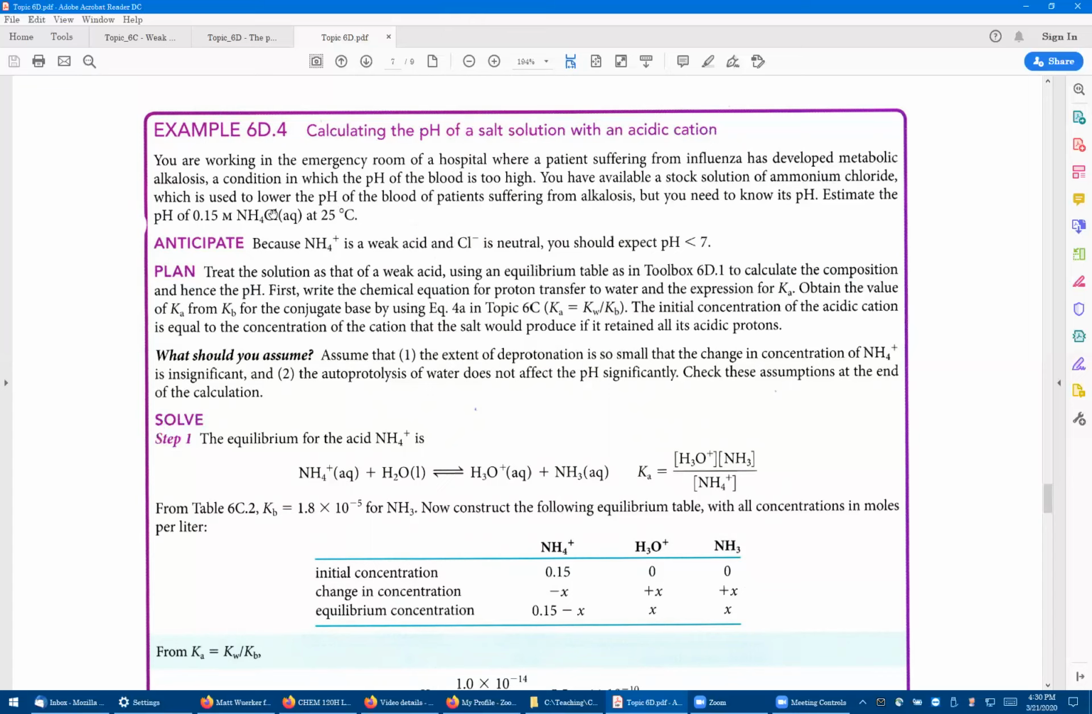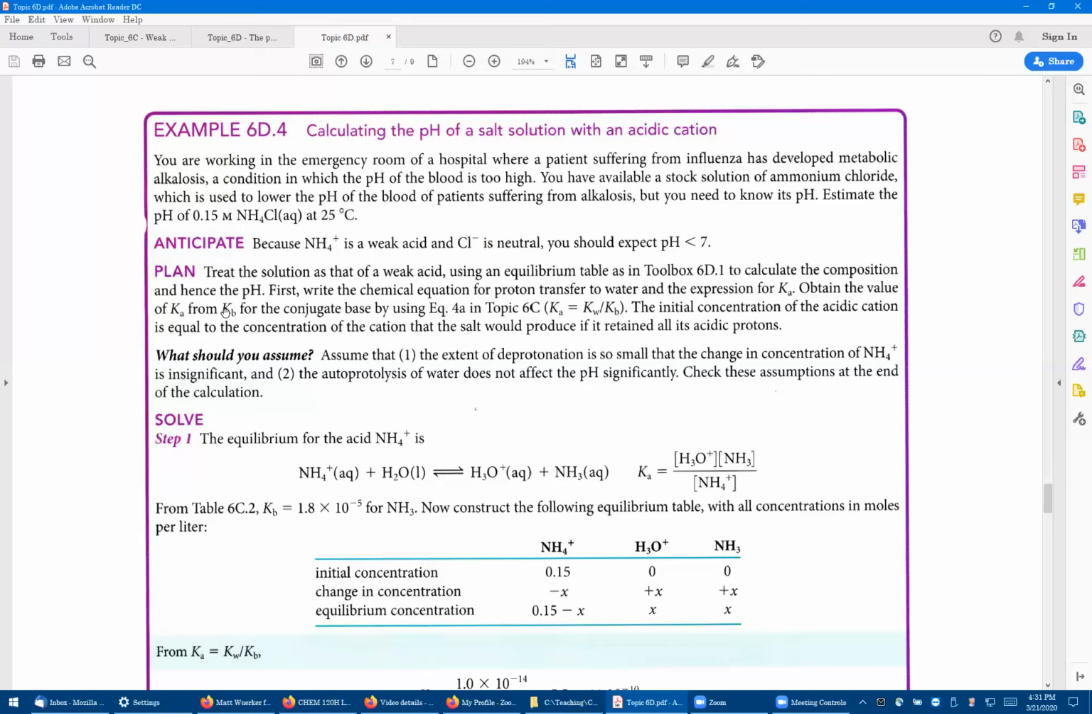So the stock solution that you have available is 0.15 molar in ammonium chloride. Remember, chloride is a neutral anion, as said here, so it shouldn't affect the pH. Ammonium ion is the conjugate acid of ammonia. It behaves like a weak acid, and so you expect the pH to be less than 7. How much less, you don't know until you do a calculation like we're going to do here in a minute.